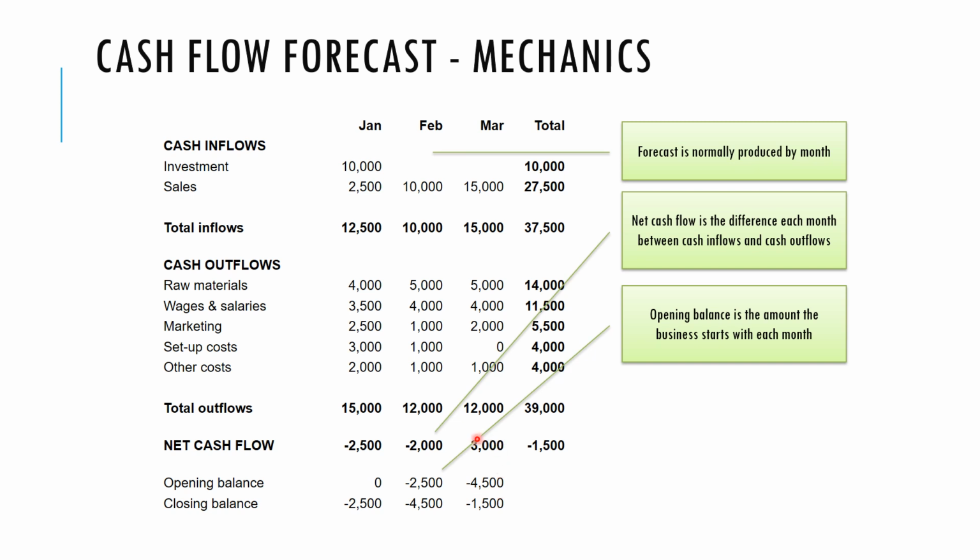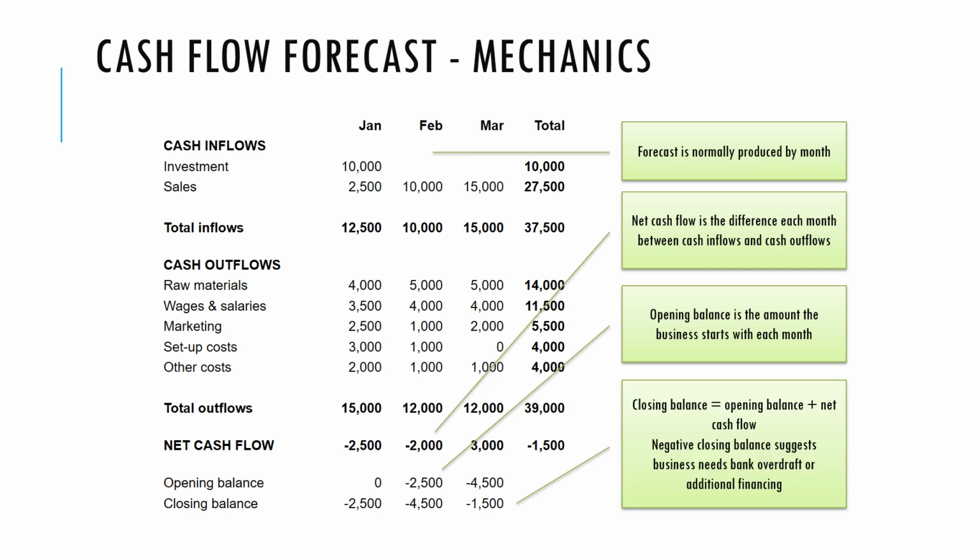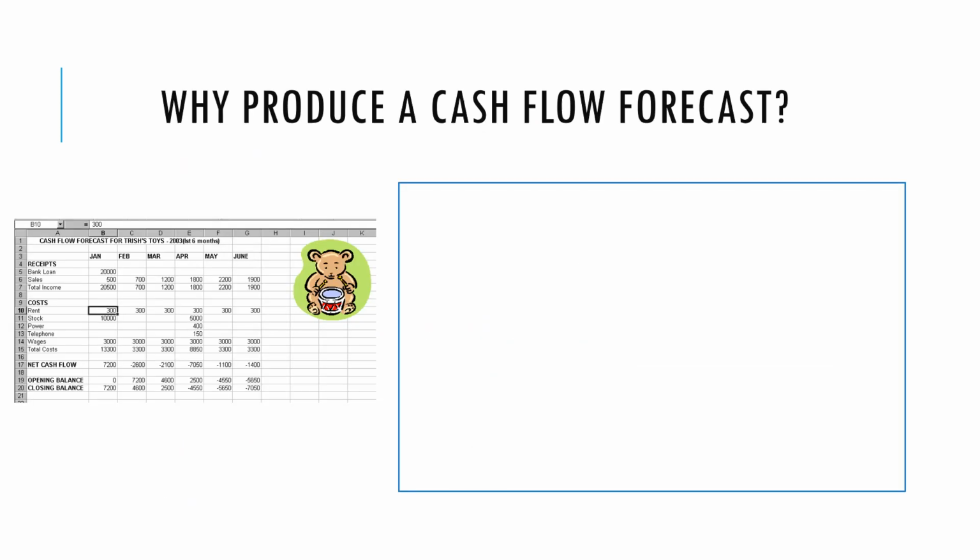Here the net cash flow for March is positive, which brings us up to minus £1,500. So again, the closing balance is always the opening balance plus the net cash flow. So it's important you have these formulas down, the opening balance and the closing balance, in your notes.